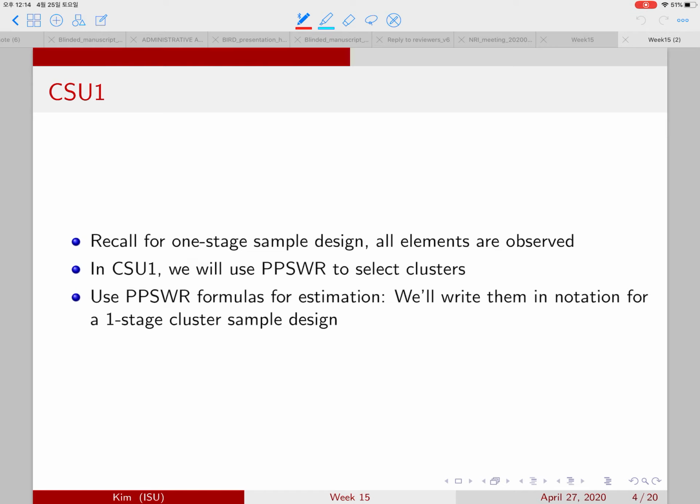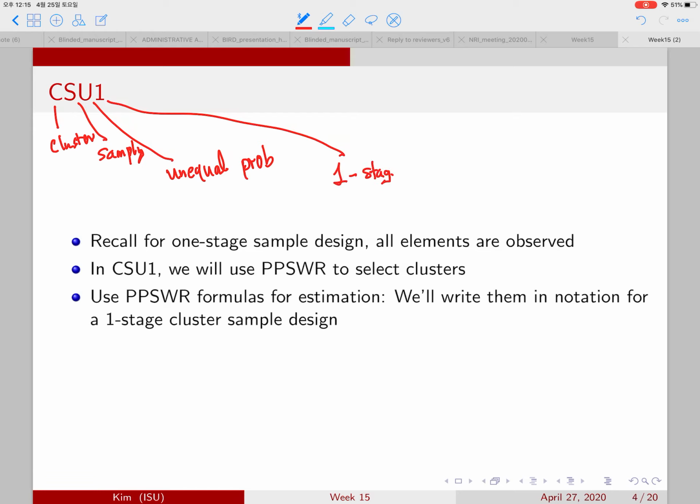So we'll first study CSU1, single stage cluster sampling, unequal probability. Single stage, one stage. Okay, because it's a single stage, all elements are observed. We'll now use PPS sampling to select clusters and apply the estimation formula for PPS sampling.